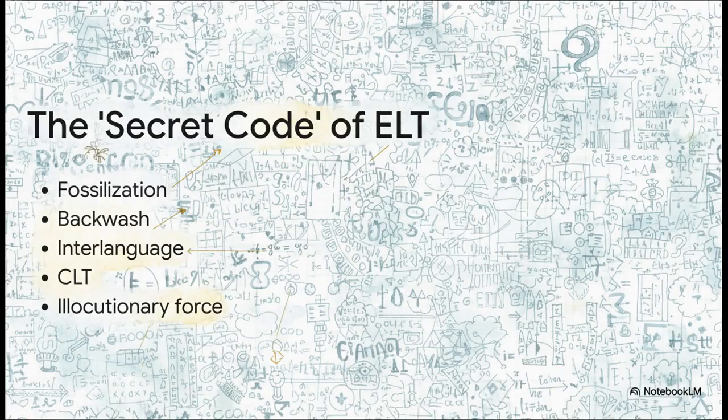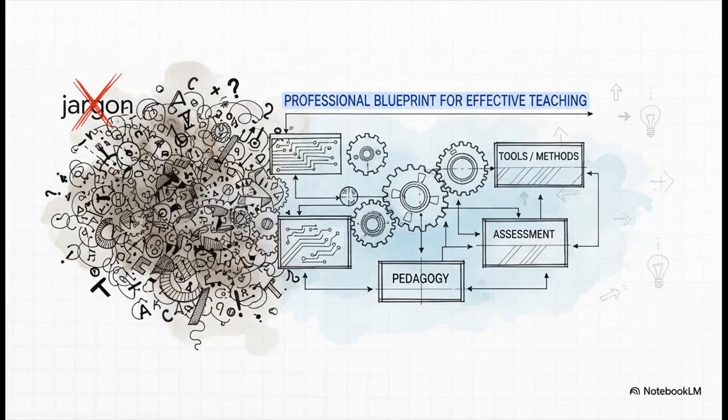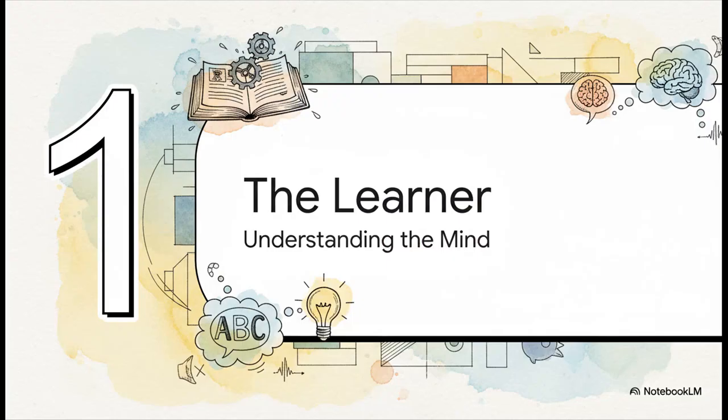And then you open up the first teacher's guide, and bam, you're hit with this wall of words. Fossilization, backwash, interlanguage. It feels like this exclusive club with a secret code, and you're not in on it. But here's the thing. What if that's not a wall to keep you out? What if it's actually a blueprint? The key to understanding how to be a really effective teacher. All right, so let's start breaking down this blueprint. And the very first piece, maybe the most important one, is getting inside the head of your learner.